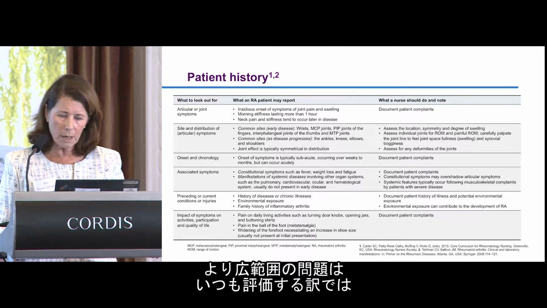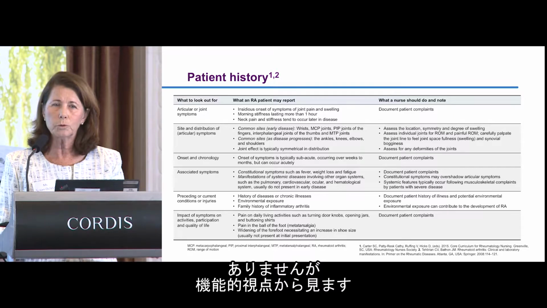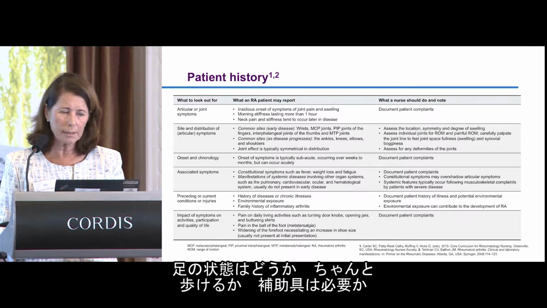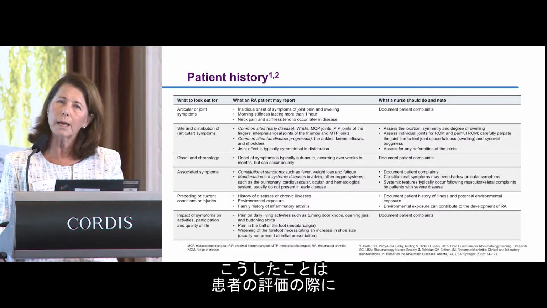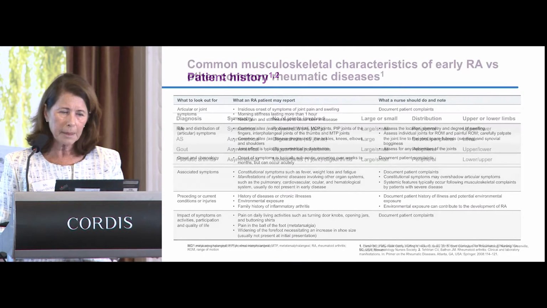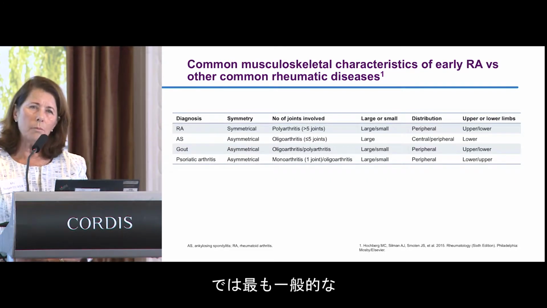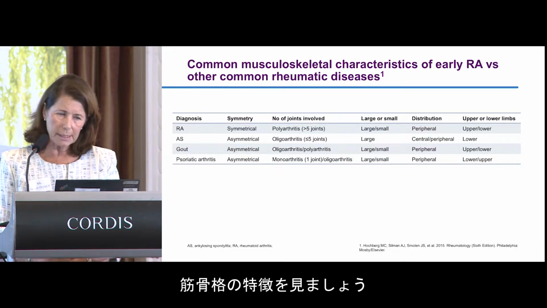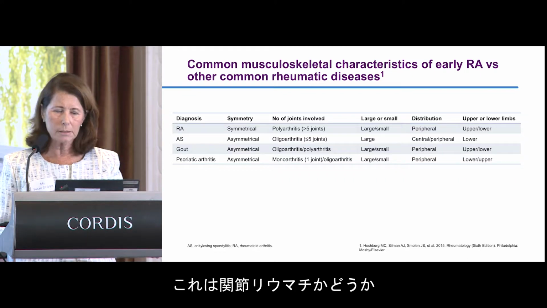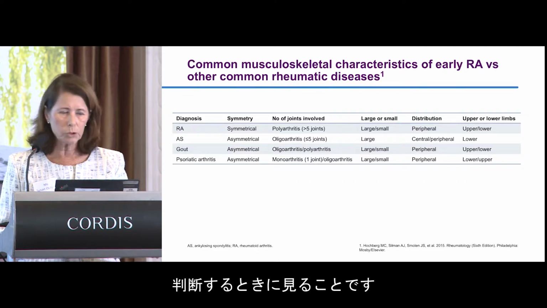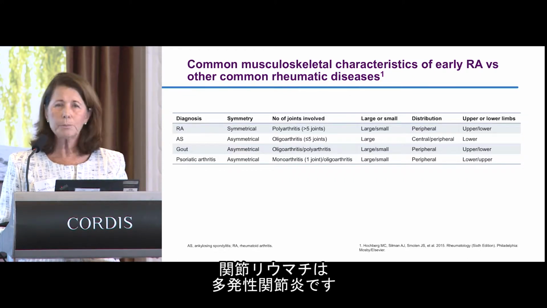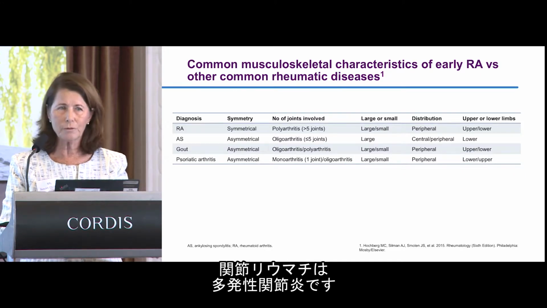And also the wider issues that we don't always assess, looking at things from their functional point of view, how their feet are, can they walk okay, do they need aids? All of those things are important to look at when you're assessing the patient. So we know, looking at the most common musculoskeletal characteristics, that these are the things we're looking at to define whether it's rheumatoid arthritis. We know it's polyarthritis, many joints are involved.